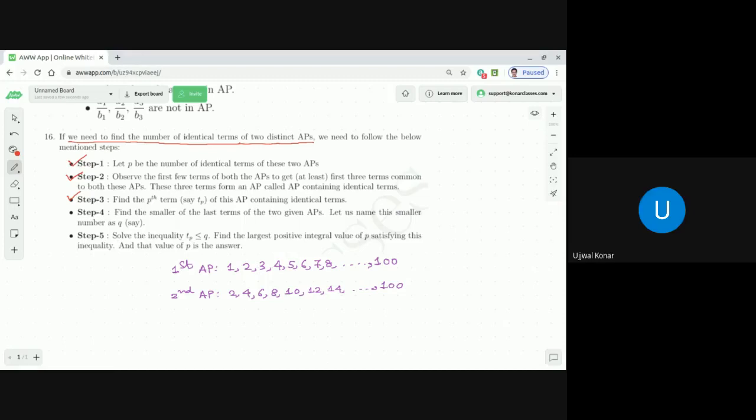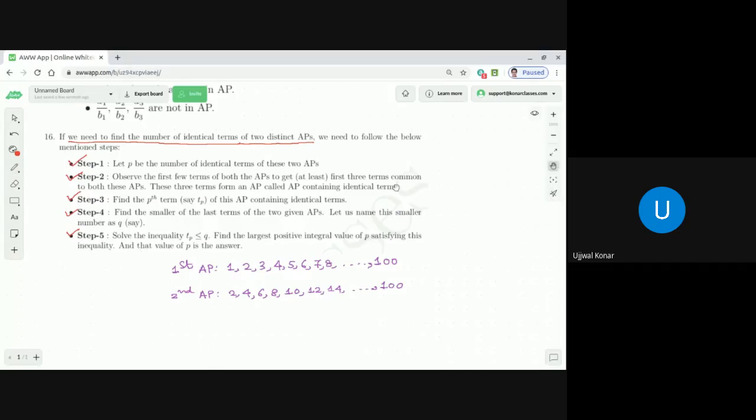Now find the smaller of the last terms of the 2 given APs. In the 2 given APs, let's find the smaller. In this example, it is 100. Let us name this smaller term Q. So now what do we need to find? We need to solve the inequality TP is less than or equal to Q in the last step. Find the largest possible integral value of P satisfying this inequality, and the value of P is the answer.